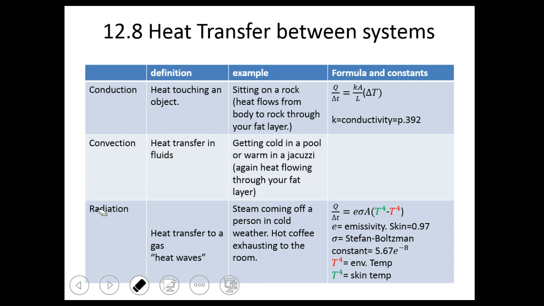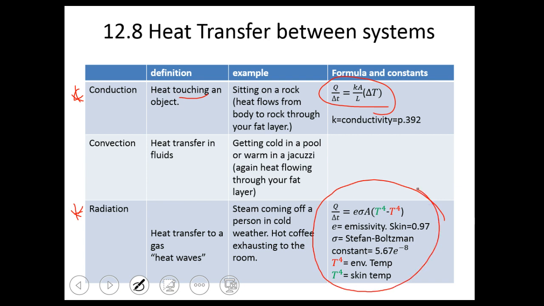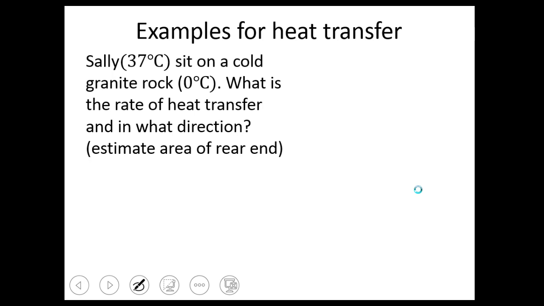We're going to do a couple of mathematical examples now. We can really only do math with radiation and with conduction. So when you're presented with a problem, you need to decide: are these 2 objects touching? If so, I use the conduction formula. Or is this heat being lost to the atmosphere? In which case, I use the radiation formula. All right, so let's do our first example.